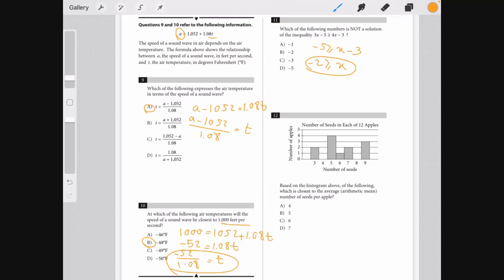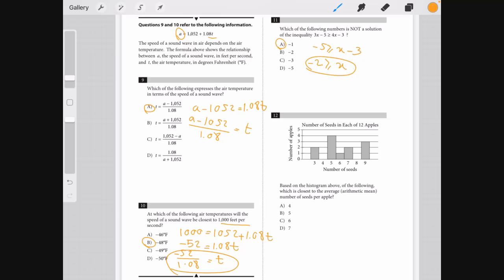X is going to be less than or equal to negative 2. So whatever is above negative 2 is not gonna be a solution, is not gonna be the answer. So the only one that is above that is negative 1. It's greater than negative 2.